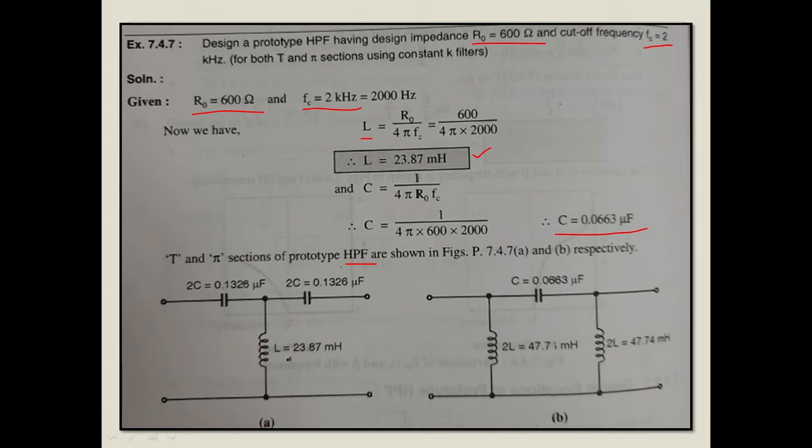L is equal to 23.87 millihenry. Then in the case of the pi section, there is a C. The value of C is already calculated, 0.0663 microfarad. And the shunt arm impedance is a parallel inductor. Its value is 2L, and the calculated value of L is 23.87 millihenry. That's why 2L is equal to 47.71 millihenry. In this way we design the prototype high pass filter having the design impedance of 600 ohm and cutoff frequency of 2 kilohertz respectively.